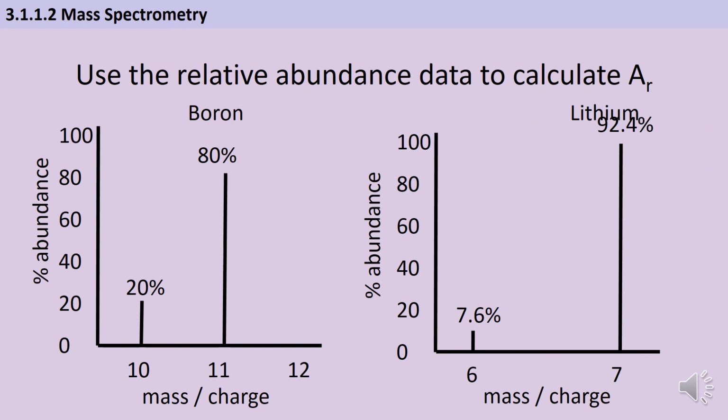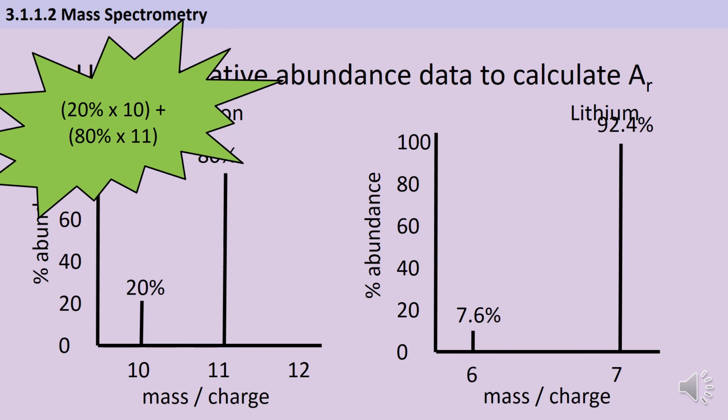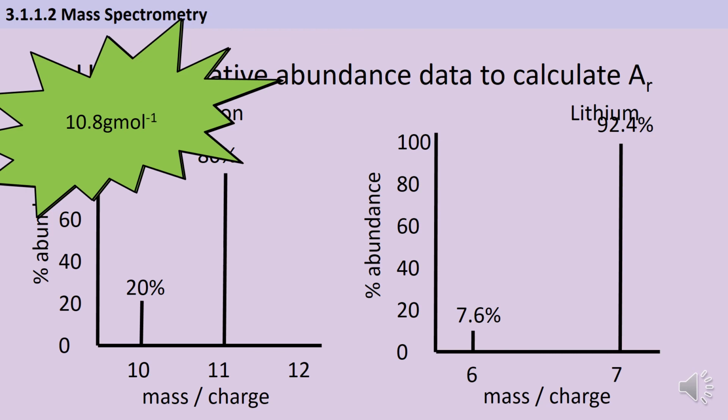We've already used relative abundance data of different isotopes to work out the relative atomic mass for a particular sample, but now we're going to use this together with mass spec data to do exactly the same thing. So here I've got a sample of boron that's made up of 20% boron 10 and 80% boron 11, and I want to know what the relative atomic mass would be. Well, just like if they'd given me the data in a table rather than a mass spec readout, I'm going to work out what 20% of 10 is and 80% of 11, and then I'm just going to add them together. And that's going to tell me that the relative atomic mass of this particular sample of boron is 10.8 grams per mole. Pause the video quickly and make sure that you can do the same thing with lithium.